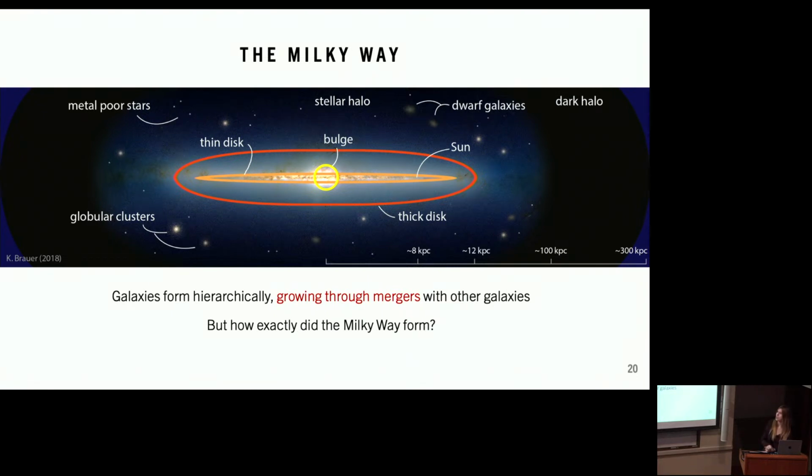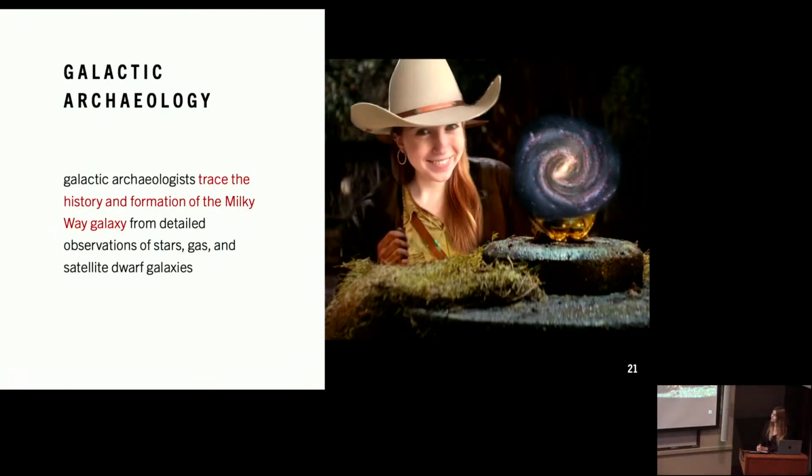This question is a major question of the subfield of galactic archaeology. Similar to Indiana Jones, who studies the history of human civilizations by finding and interpreting artifacts, galactic archaeologists like myself study the history and the formation of the Milky Way using our own types of artifacts, which in this case are detailed observations of old stars, gas, and dwarf galaxies that are around us, anything that we can see today and use to piece together the story of the past. So this is the goal of galactic archaeology.